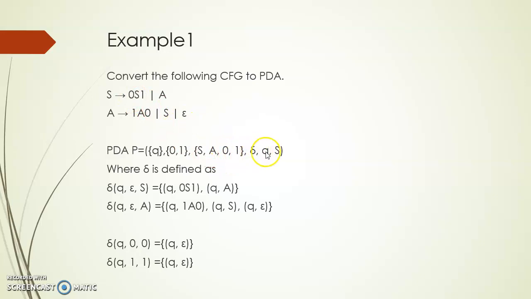Then the transition function. Here only one state is there. We call that the starting state. While converting a CFG to a PDA, the starting symbol of the grammar will always be the bottom of the stack. So now this is your final answer. This is the PDA that is constructed from the context-free grammar.